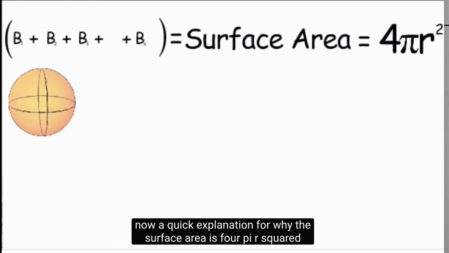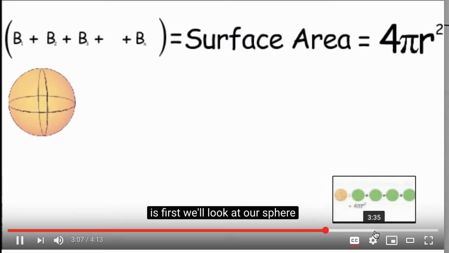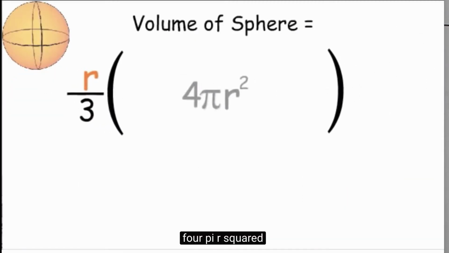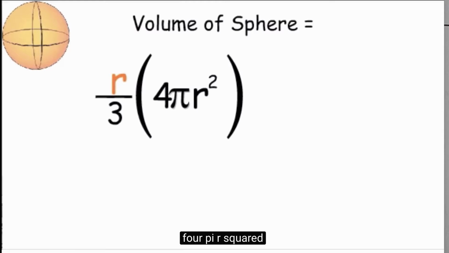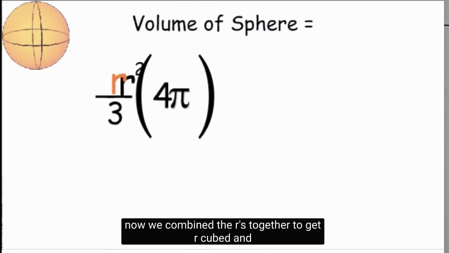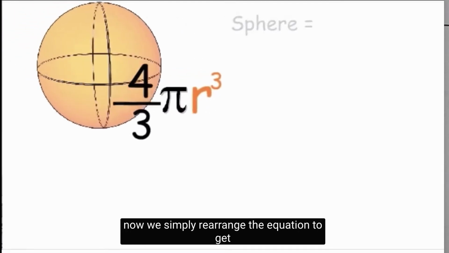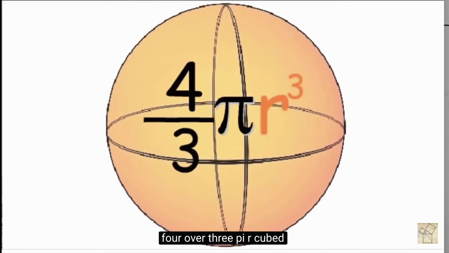Now, a quick explanation for why the surface area is 4 pi r squared. First we'll look at our sphere, I'm just going to skip this. Sum of all bases with 4 pi r squared. Now we combine the r's together to get r cubed, and now we simply rearrange the equation to get 4 over 3 pi r cubed.